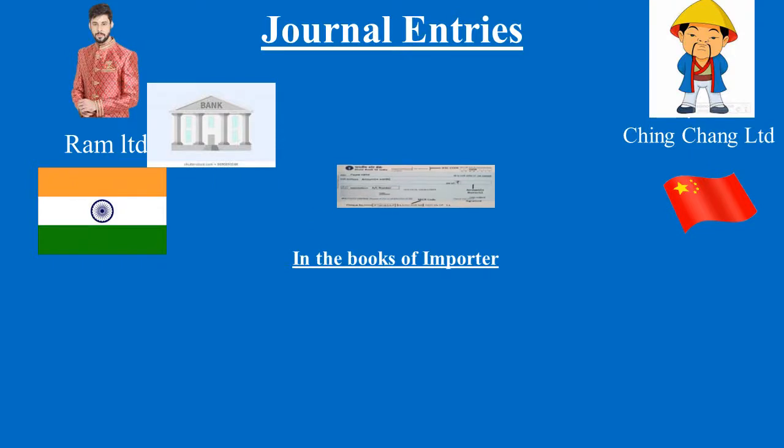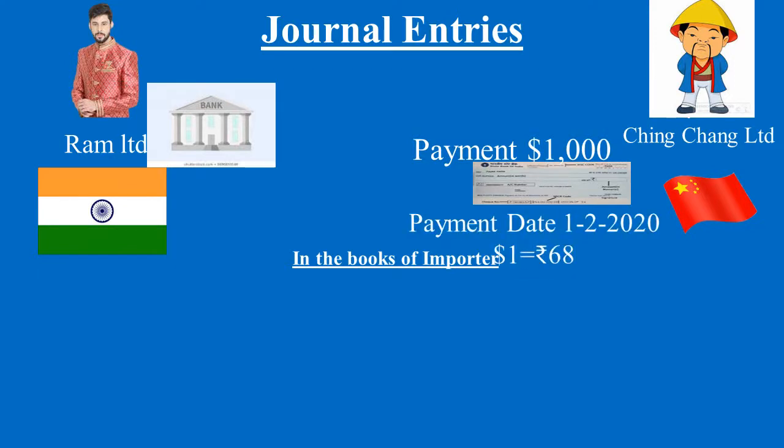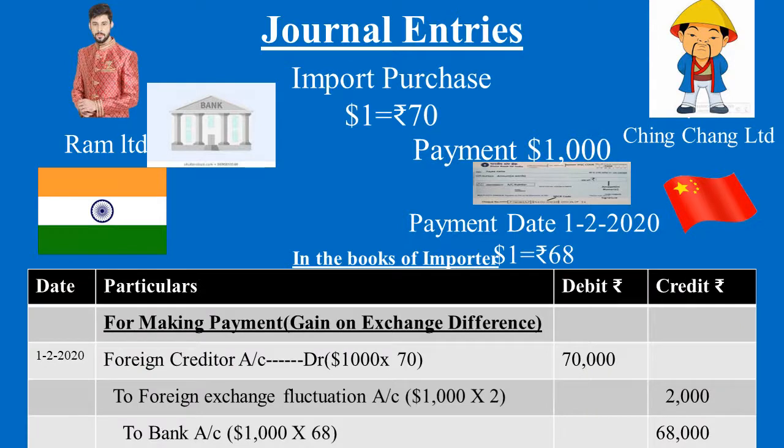Again, suppose Ram Limited is making the payment. This payment is made for $1,000. This payment is made on 1st of February 2020 when the dollar rate was 68, and at the time of import purchase the dollar rate was 70. Now let us see the entry for this.